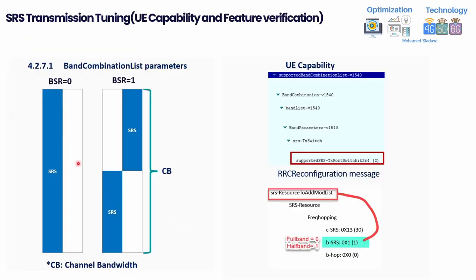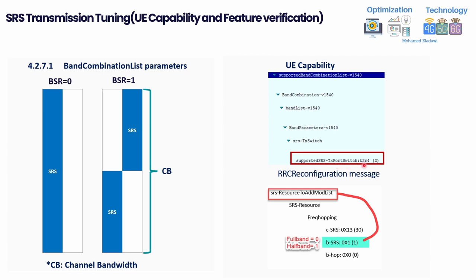Okay, here I assume that I moved from BSRS 0 to BSRS 1. So now you will be transmitting over the half bandwidth, so your power is supposed to increase and your coverage is supposed to improve. The first thing you need to verify from the field testing is whether this particular UE supports SRS or not. The SRS UE capability is shown through something called supported SRS transmit switch. If this is not available in the UE capability, and you couldn't find it, this means this particular UE is not supporting SRS, so you cannot use it for field testing.